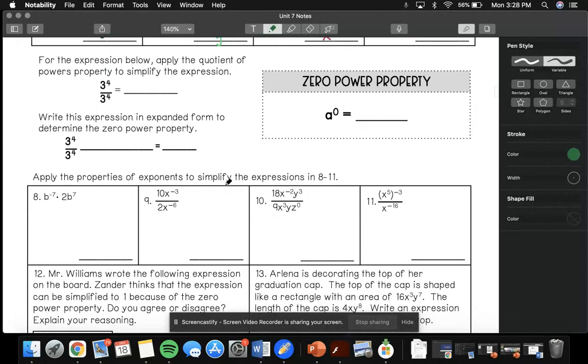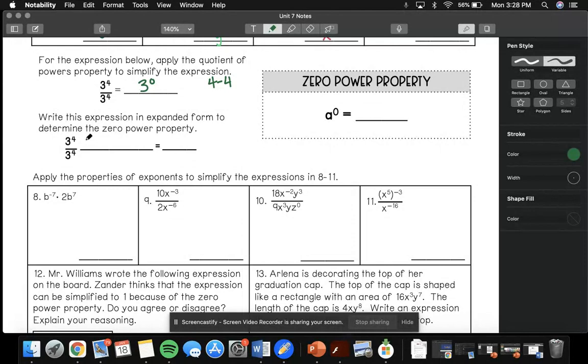For the expressions below, we're going to apply the quotient of powers property and then simplify. So we have 3 to the 4th over 3 to the 4th. We have the same base, so we can subtract our exponents. 4 minus 4 is 0. So technically this is 3 to the 0. Then we're also going to expand it and see if we can come up with a new equivalent answer.